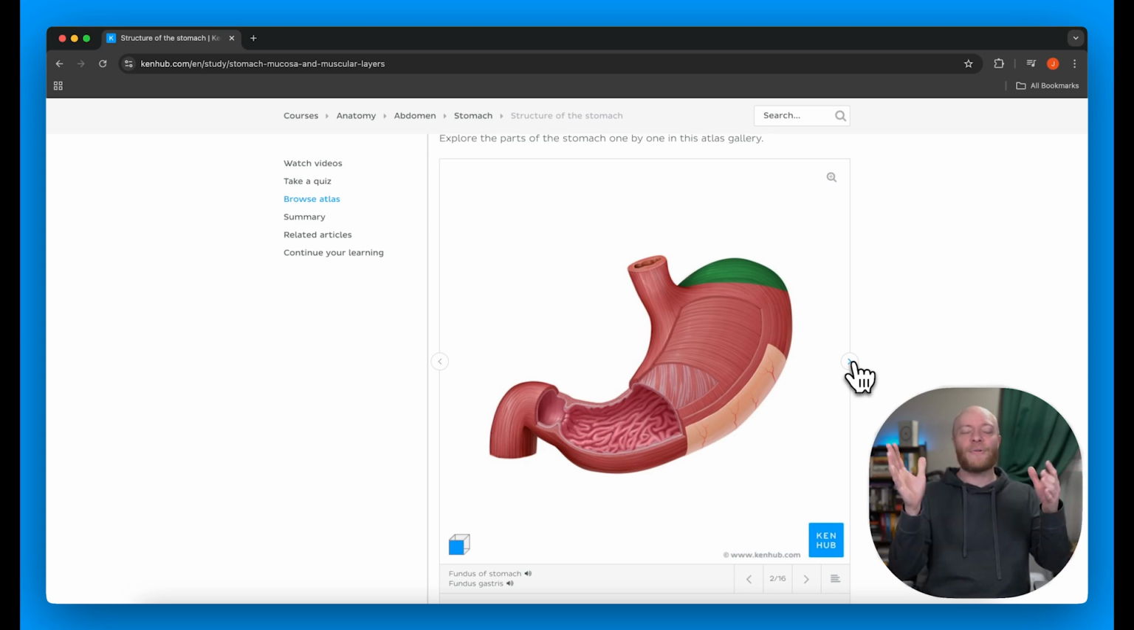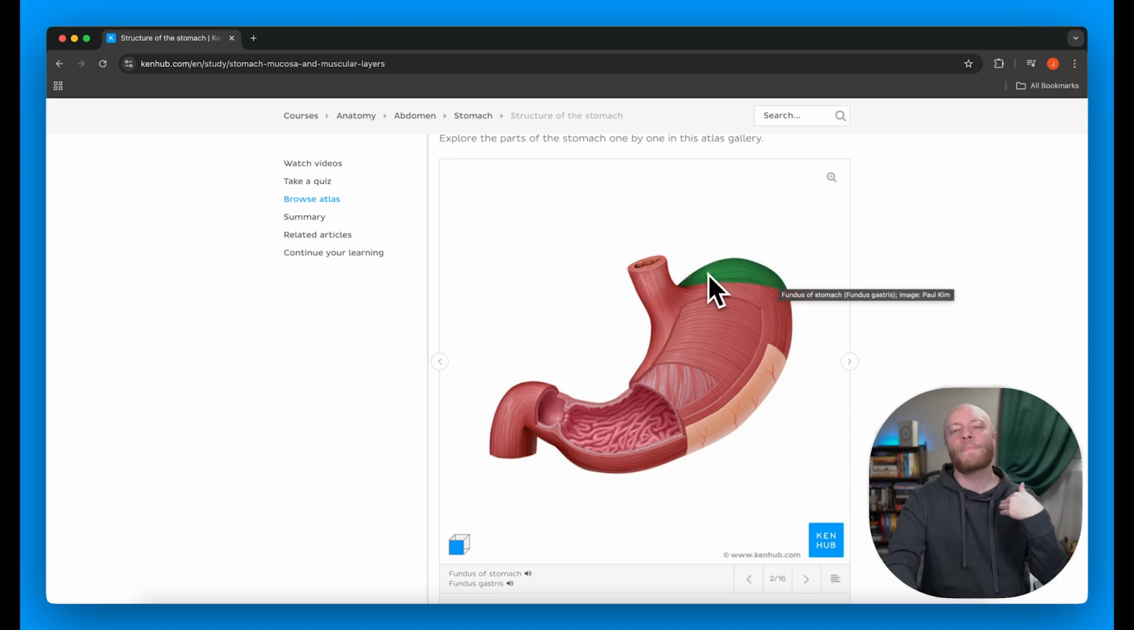So fundus means end. So is this the end of the esophagus or the end of the stomach? I would argue it's both. It doesn't really matter though. The point here is the fundus is going to be this superior most aspect of the stomach. In fact, this whole ridgeline here is what we would call the superior border.